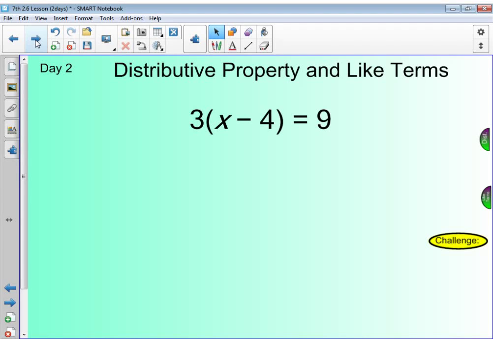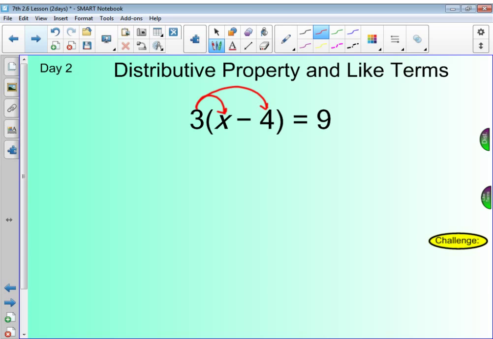We're going to be working with distributive property as well as combining like terms. The first thing that we'll notice here is we no longer have just a two-step equation because we've got some numbers inside of parentheses. So today we're going to be distributing this 3 to everything inside of our parentheses.